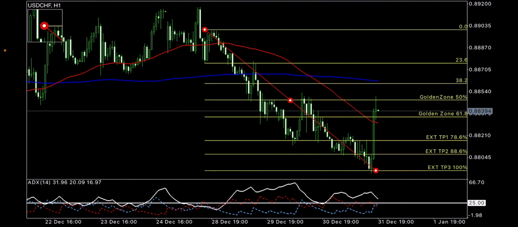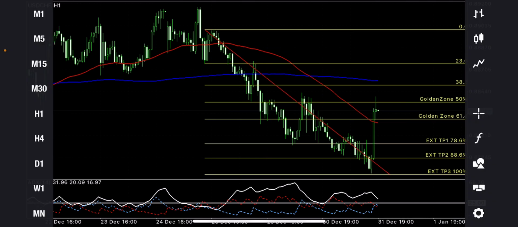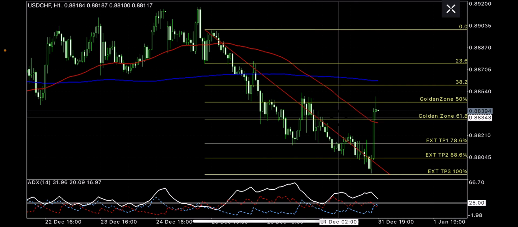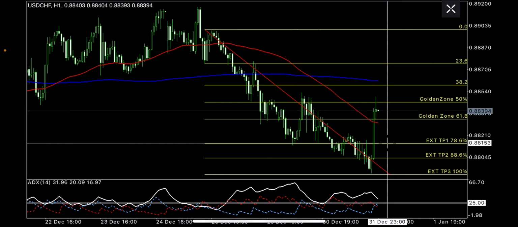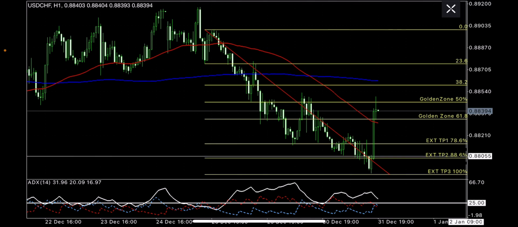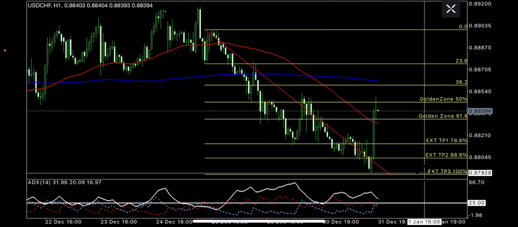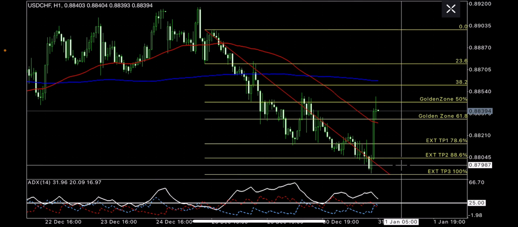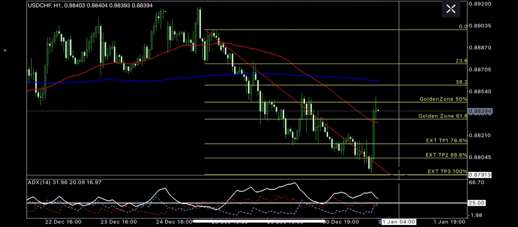There you go. Now look at my Fibonacci. As you can see, I already wrote down my levels. The 78.6, that's the extension, take profit 1. When price comes down here, that's my first take profit. Take profit 2, extension level 88.6, very key level. Extension level 3, take profit 3 right here. So I'm banking for price to come down, hit take profit 1, take profit 2, take profit 3.